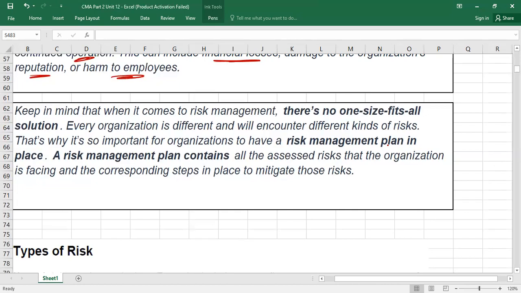So that is why it is so important for the organization to have a risk management plan. In the risk management plan, we will see what we are going to do under risk management, so I'll explain that here.